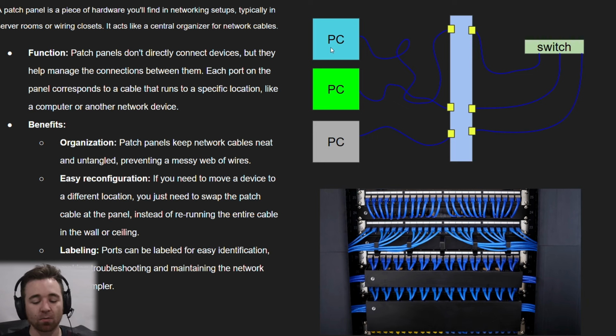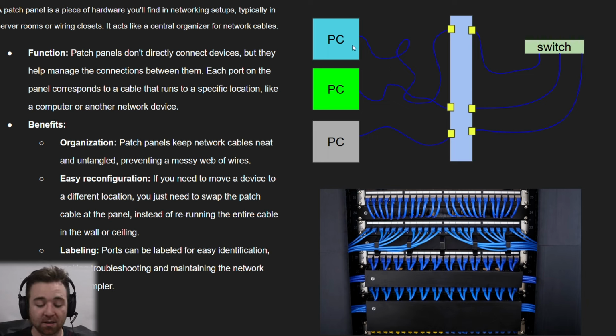Now, if you're trying to plug blue PC directly into the switch and you decide, I actually want to move blue PC to where green PC is, and move green PC to where blue PC is, I'm going to have to unplug this and take this computer all the way to the other side of the office. The cable's probably not going to be long enough, or if it is, it's going to end up running across the entire office space. It's going to be really messy. I'm going to have to do a lot of reorganizing. So to bypass that, we implement a patch panel.